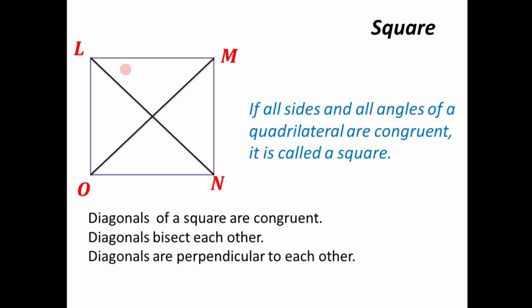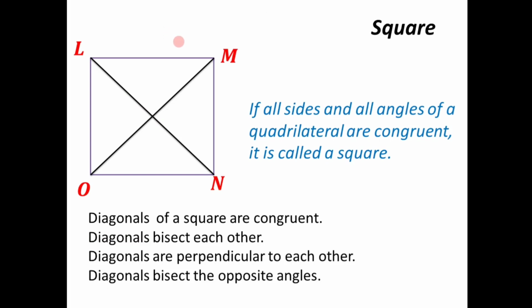That means if these two diagonals intersect each other at point P, then at point P the angle formed is a right angle. So this is the property that diagonals of a square are perpendicular to each other. And the next property is diagonals bisect opposite angles. So here diagonal LN is there, which bisects the opposite angles.